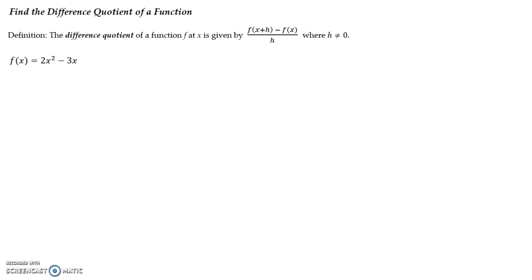Let's take a look at calculating the difference quotient. So we have a formula here. We have f of x plus h minus f of x, all of that over h. And in this case, h cannot be equal to 0. The function we're going to be working with is f of x equals 2x squared minus 3x. So let's go ahead and calculate f of x plus h first.